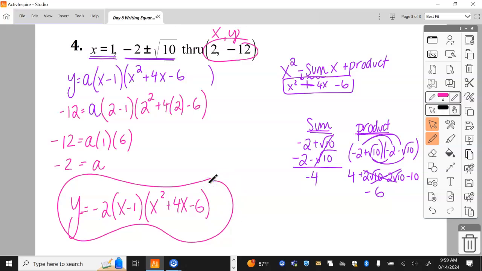So that shortcut is really helpful whenever you have conjugates, either with a square root or without a square root.